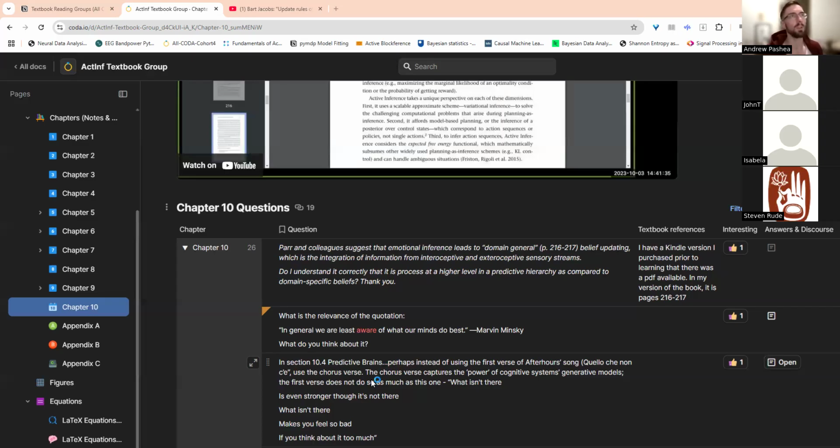Now with Chapter 10, which sticks out a little bit, a bit of an outlier in the second part of the book, it's almost as if they could have written a third part of the book that would have been labeled something like, active inference and its connections.